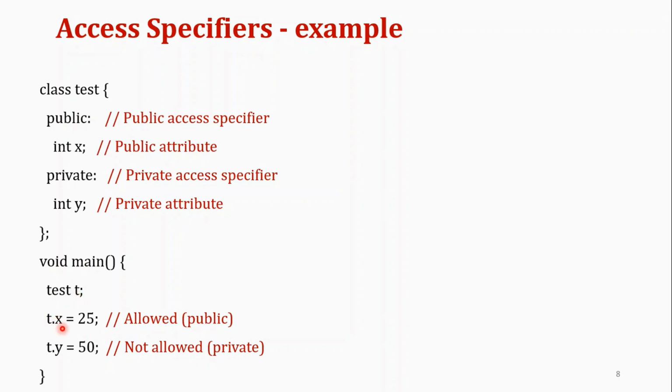So t.x is allowed because it is public; outside the class, it is allowed to access. If you assign the value 25 to x, then for the object t, x would be 25. If you try to access t.y, since it is private, it is not allowed outside the class and will throw an error. So t.y is an access violation since it's private. This code snippet shows how public and private actually work.